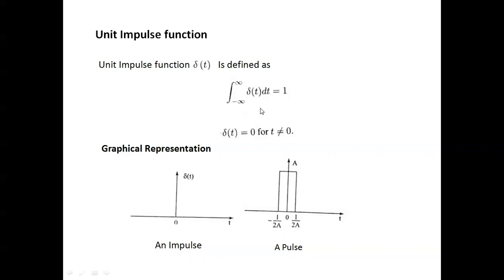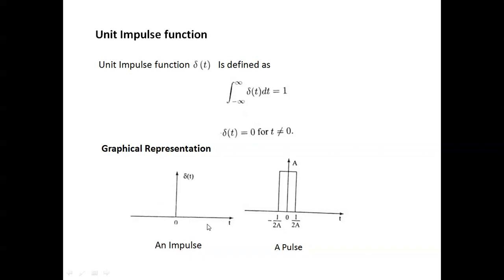The unit impulse function means del of t. Del of t is equal to 0 when t is not equal to 0. That means when t is 0, then the value is 1. So this is the unit impulse function. The unit impulse function is nothing but del of t.